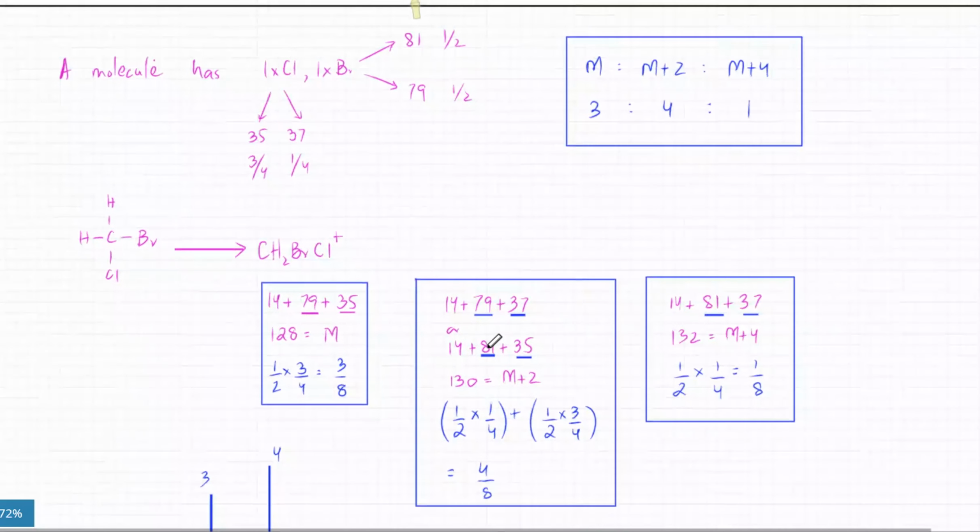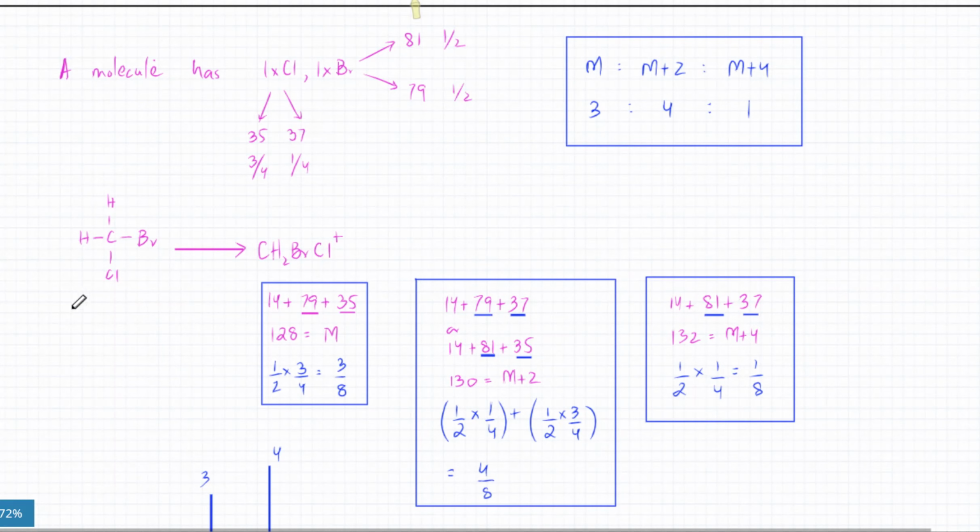What if a molecule has 1 chlorine and 1 bromine? Now the bromine will have 2 different masses. It's either going to be 81 or 79, and those are the probabilities of getting either of them. And the other one is, what if it has 1 Cl? So the Cl would either be 35 or 37. The probability of getting 35 is 3 by 4. The probability of getting 37 is 1 by 4.